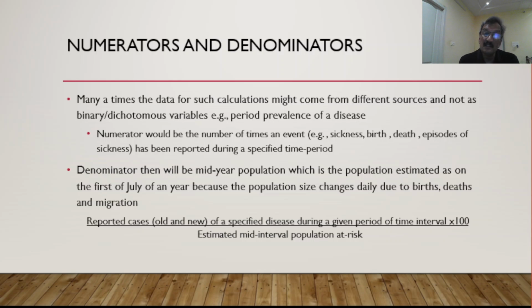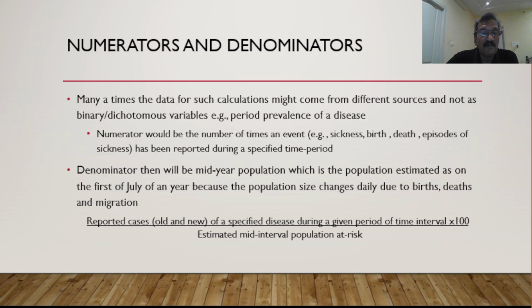The denominator, as in this particular case, was the MYP, or the mid-year population, and I already told you how to calculate it, and the population keeps on changing in this particular situation. Otherwise, I'll just take a fixed number as a population and then I calculate it. So the equation goes like: reported cases, old and new, of a specified disease during a given period of time interval, times 100, divided by estimated mid-year population at risk.